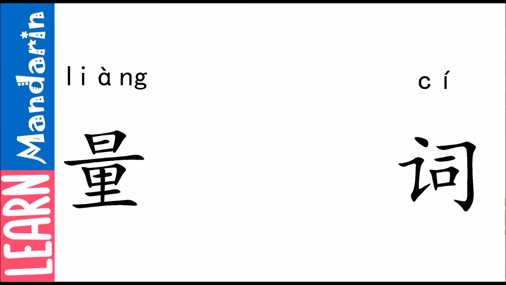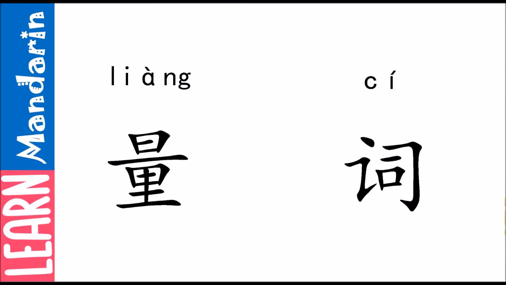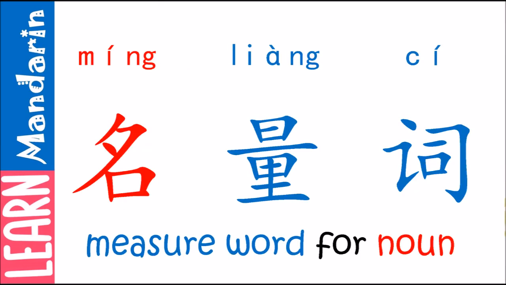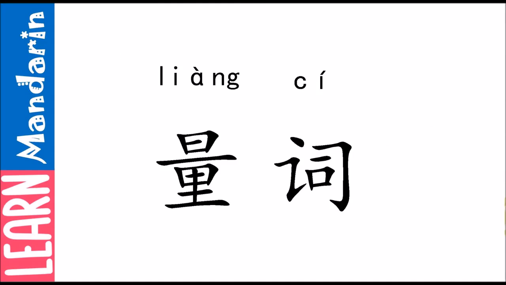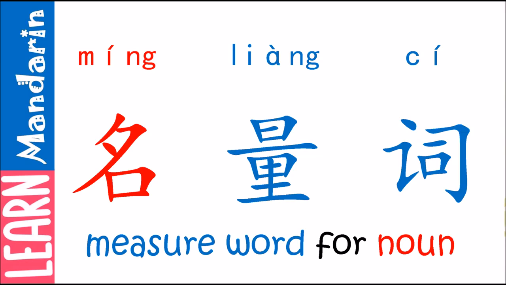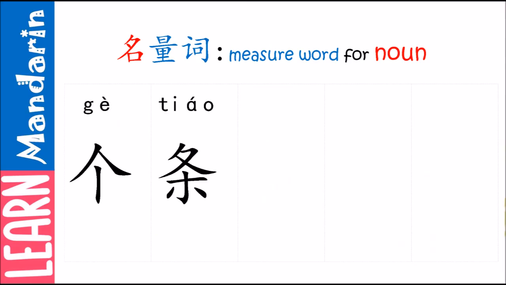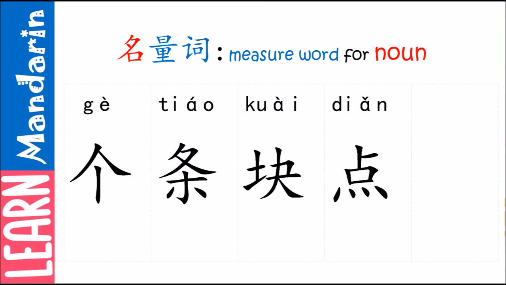But before I discuss some commonly used measure word or 量词, do you know that they are classified into 3 groups, which are according to noun, verb, and time? Let me discuss it briefly. The first group is according to noun or 名量词. These nouns are individual words for people, things, animals, food, and places. Examples of measure word or 量词 under this classification are 个、条、块、点、双, and many more.